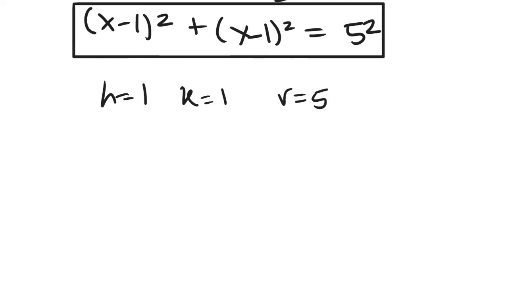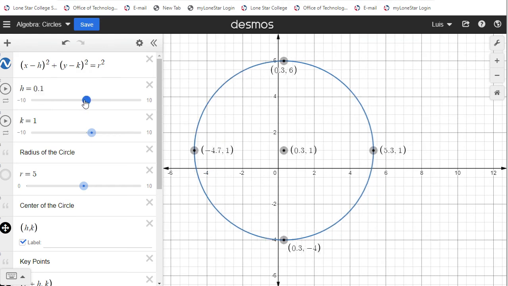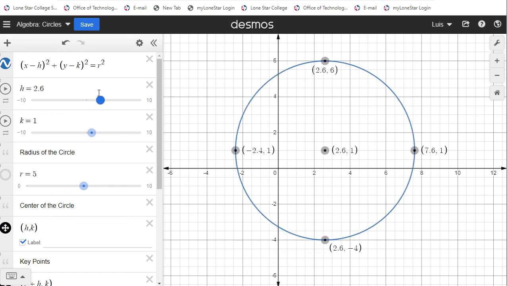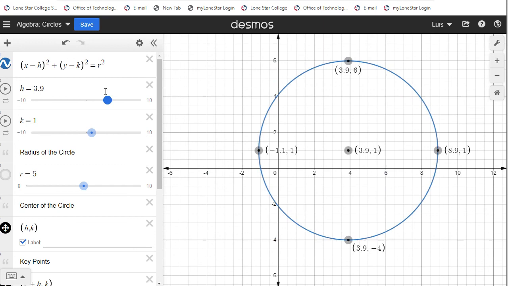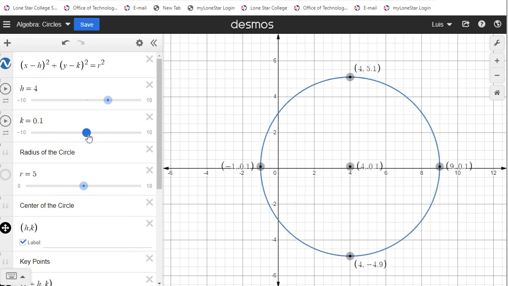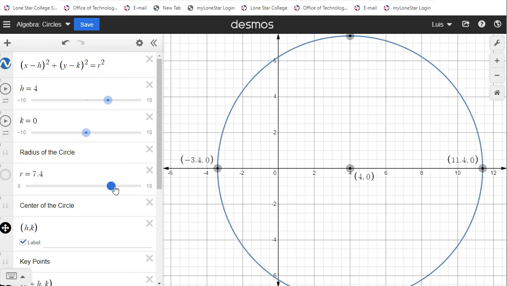So what we can say is that when we look over here and we change the h, notice that it's moving left and right, essentially. So that moves it to the left and to the right, but then what does the k do? It moves it up. See how I can actually move this up. But notice that if I shift the graph of r, what does it do? It makes it bigger, okay?